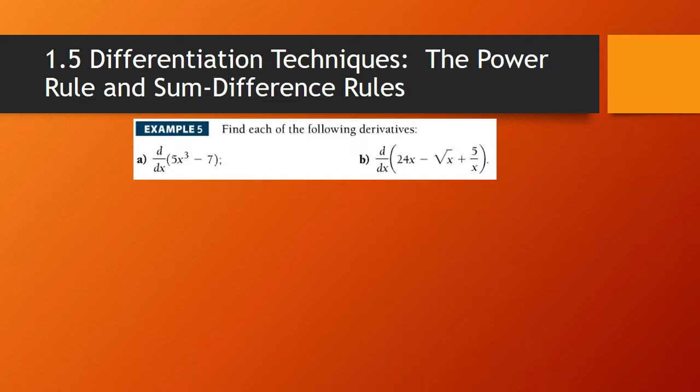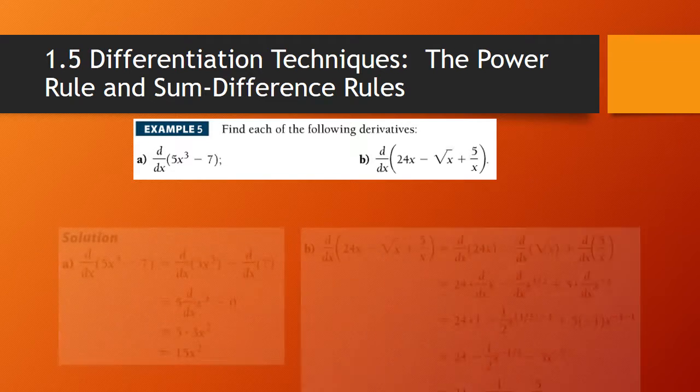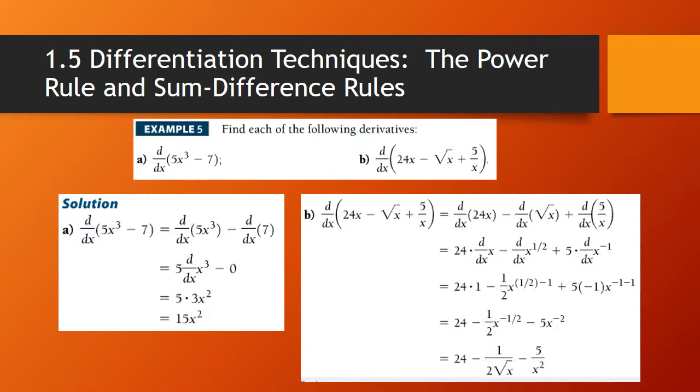Find these derivatives. Pause the recording, give it a try, and resume to check your answer. Okay, here we go. And notice what we're doing is we're just taking the derivative of 5x to the third, the derivative of 7, and subtracting the results. The same for b. The derivative of 24x, the derivative of the square root of x, the derivative of 5 over x, and then put a minus between everything.